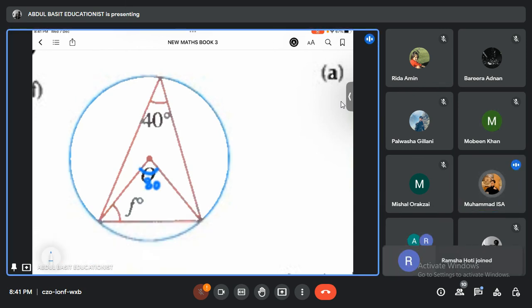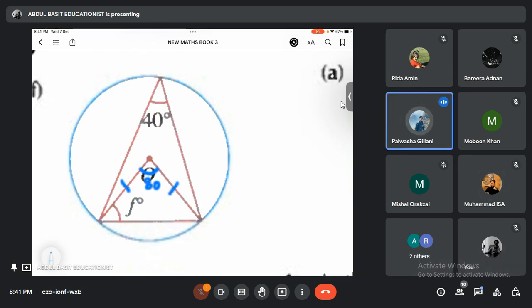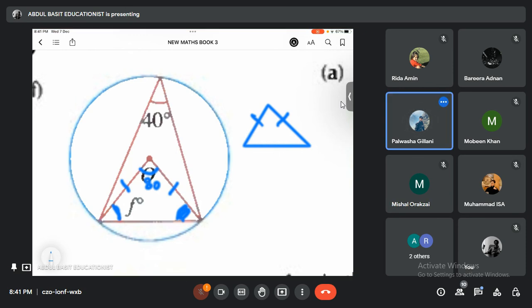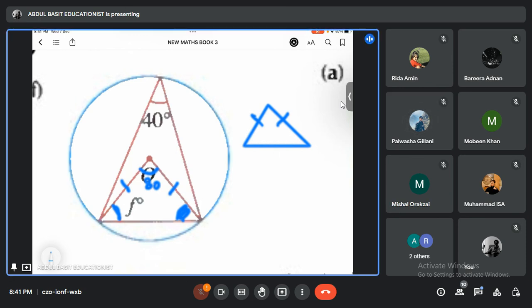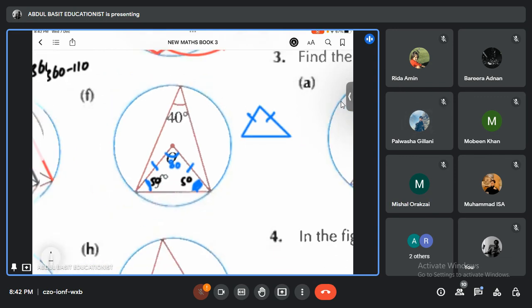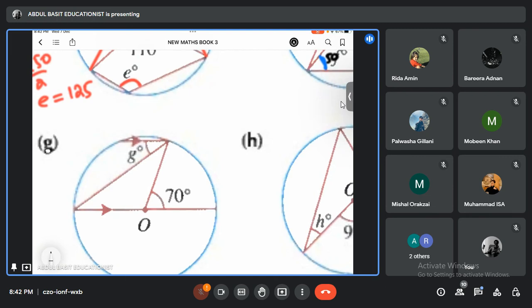Palvasha, can you see that these two lines are radii? Agree? Yes, sir. So it means that this angle and this angle would be the same according to the definition of an isosceles triangle. Agree? Absolutely. So 180 minus 80 is 100 and 100 divided by 2 is 50, right? So this angle is 50, so that is also 50. So F is 50.